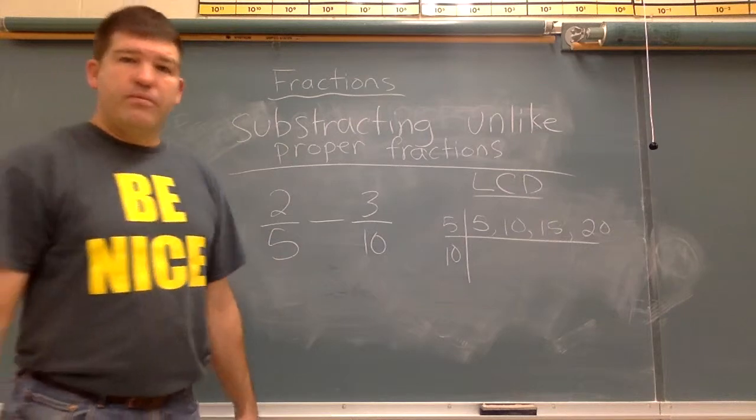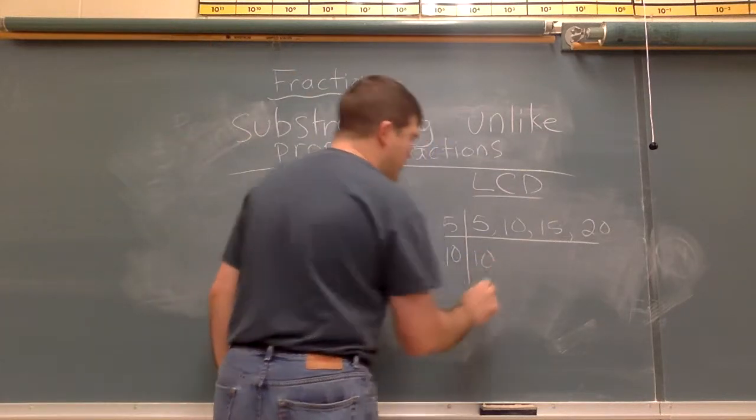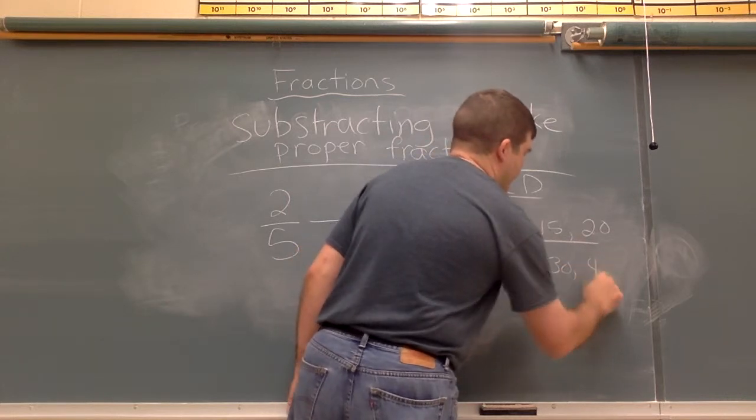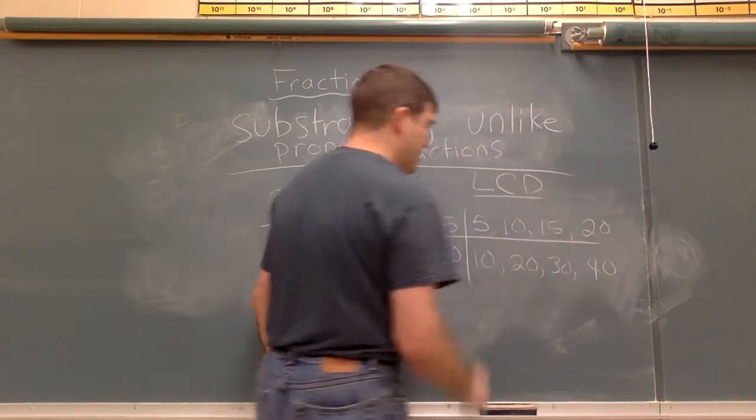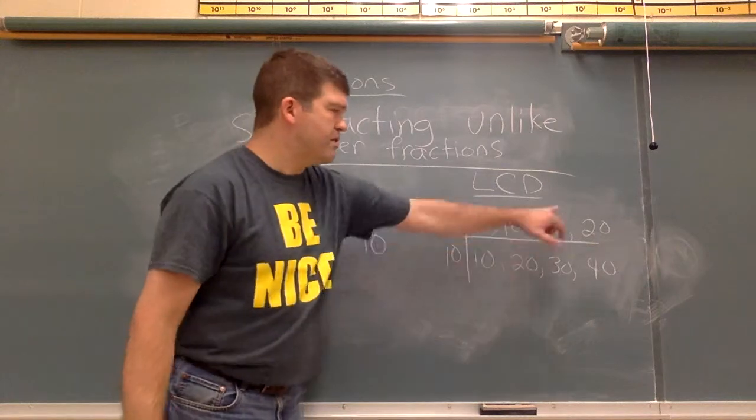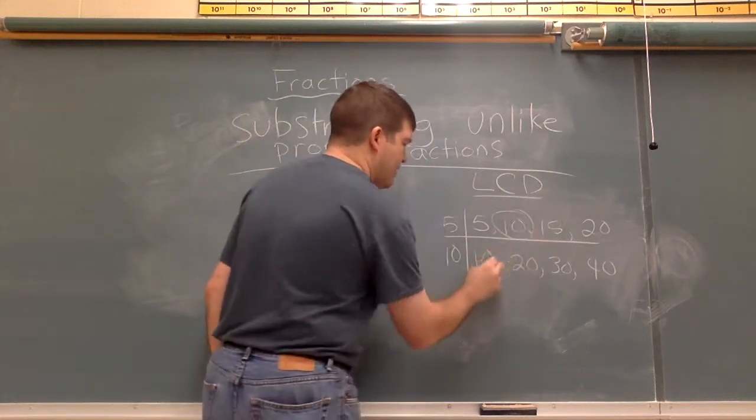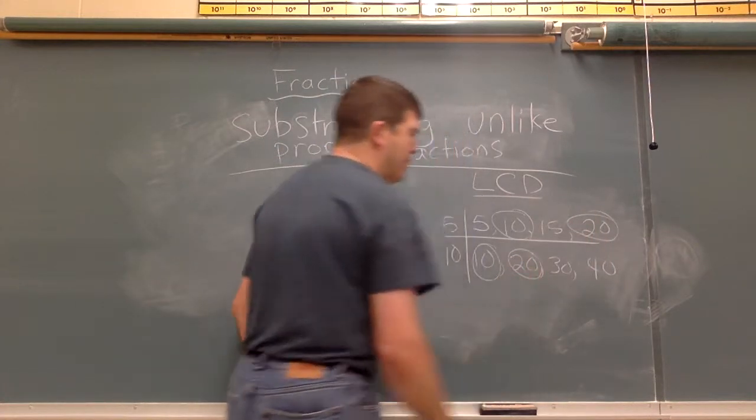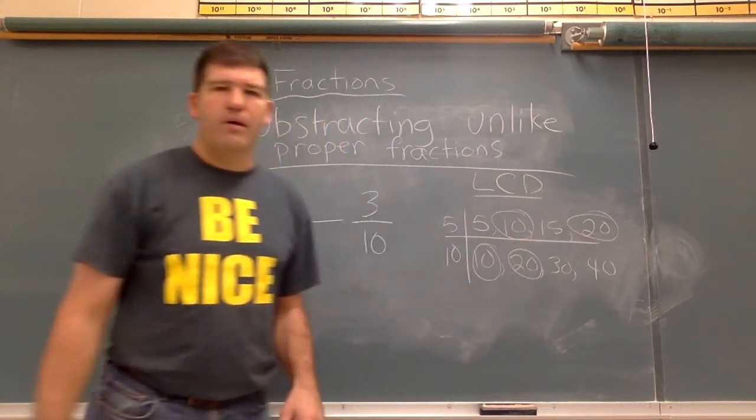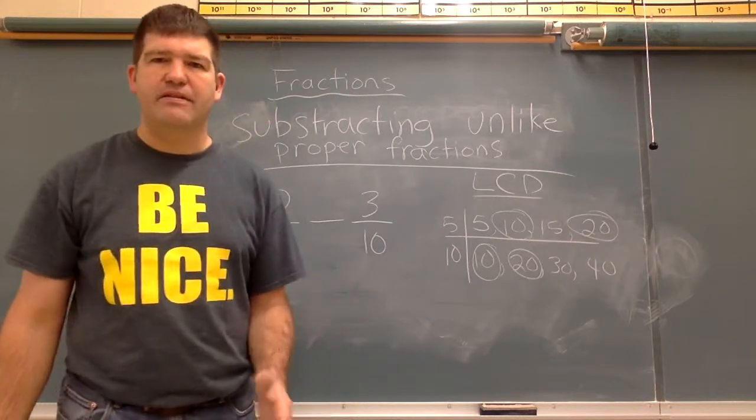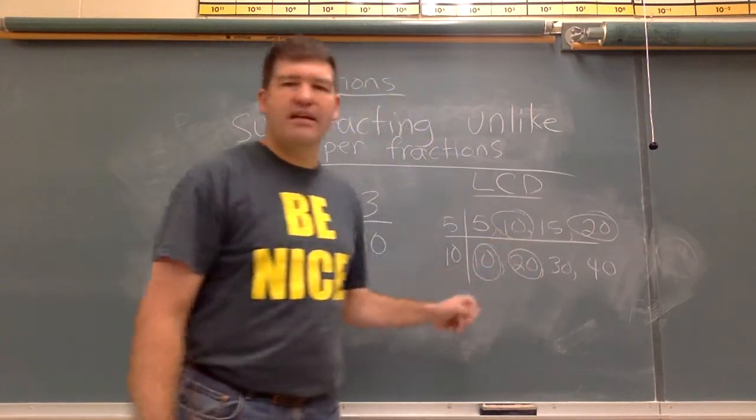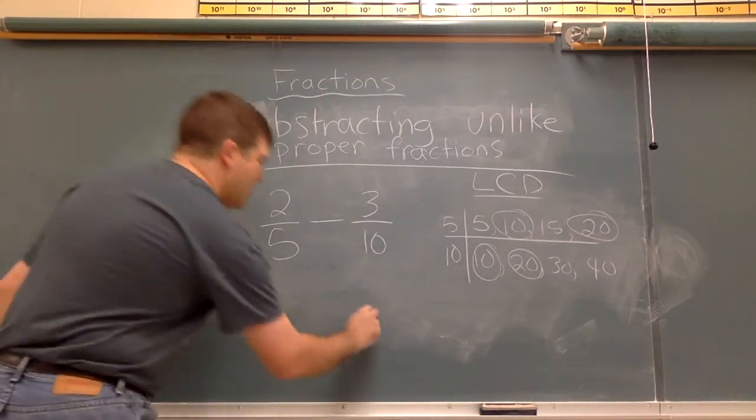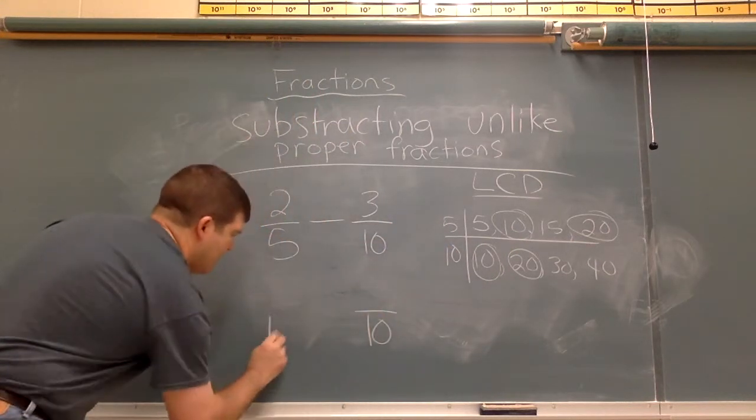Now I need to do the same with the bottom. So 10, 1 10 would be that, 2 10s would be 20, 3 10s would be 30, 4 10s would be 40. So I'm looking which ones are common. I see this 10 and I see this 10. Those are common. I also see a 20 and a 20. So I have two numbers there, but I want the least. I want the smallest. So it's not going to be 20 because 10 is smaller. 10 works for both of these. So I take 10 over here, and 10 over here.